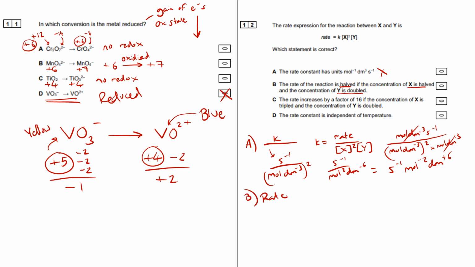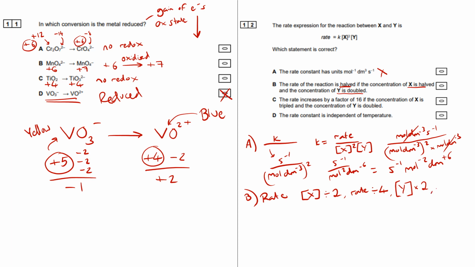X halving will quarter the rate. So what's going to happen to the overall rate if you divide by 4 and then times by 2? Well, overall that means you're halving the rate. So statement B is correct. Let's just eliminate C and D.